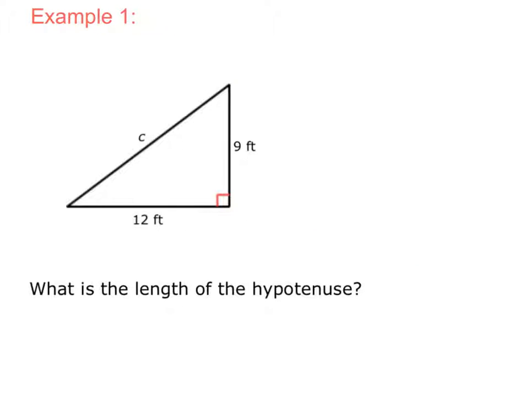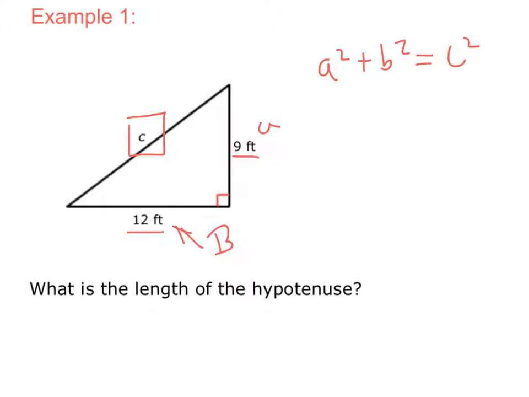Here's our first example. We see a right triangle in front of us, and the question asks us, what is the length of the hypotenuse? Well, C is the hypotenuse, it's the longest side. A and B are actually interchangeable, but let's just call this one A and this side B. So let's set up our Pythagorean theorem. A squared plus B squared equals C squared. Okay, now let's plug in values. We said A was 9, so 9 squared plus 12 squared, because that was the value of B, equals C squared.